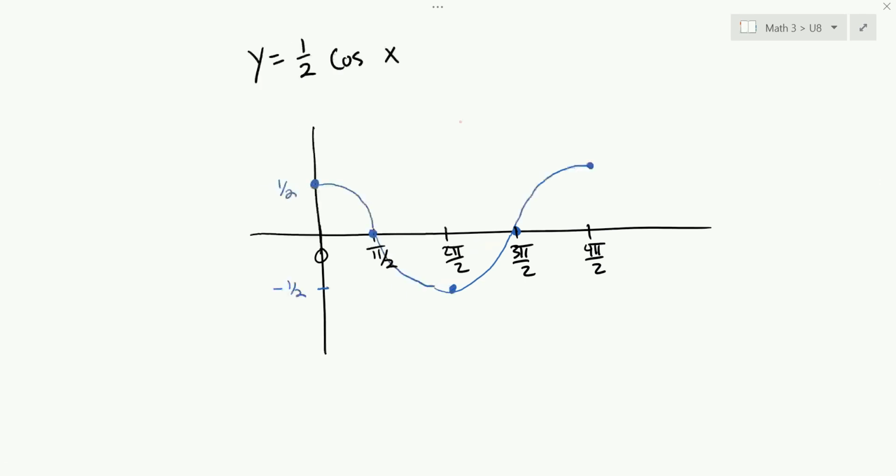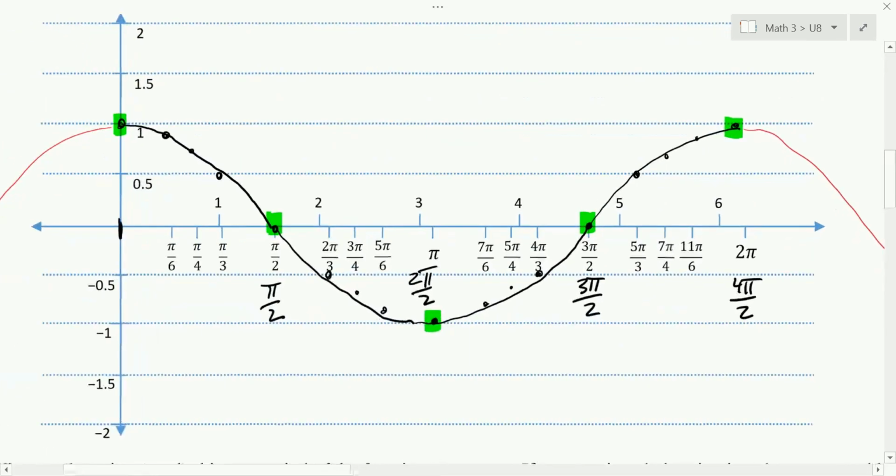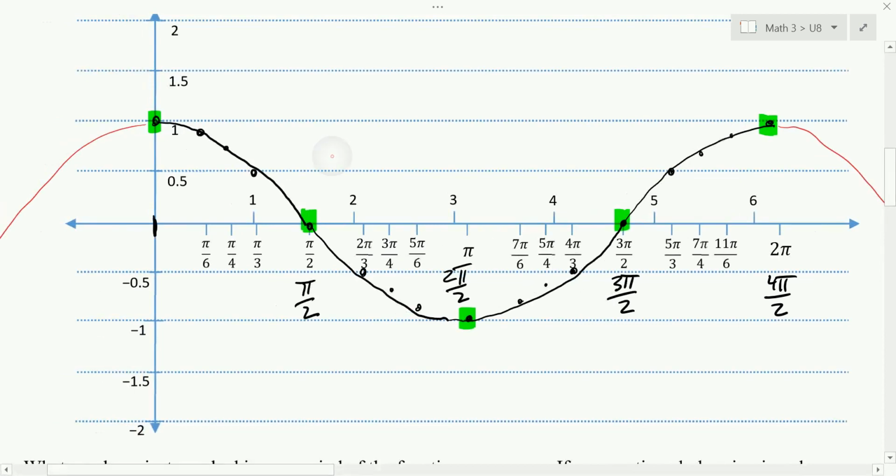Okay. So let's compare this to the first one. Let's draw it on here. And just focus on the 5 key points. Okay. So the first point, we're going to cut that in half, put it here, and then we're going to go to the x-axis or the equilibrium, and then at pi we're going to hit -1/2, so it's looking like this.